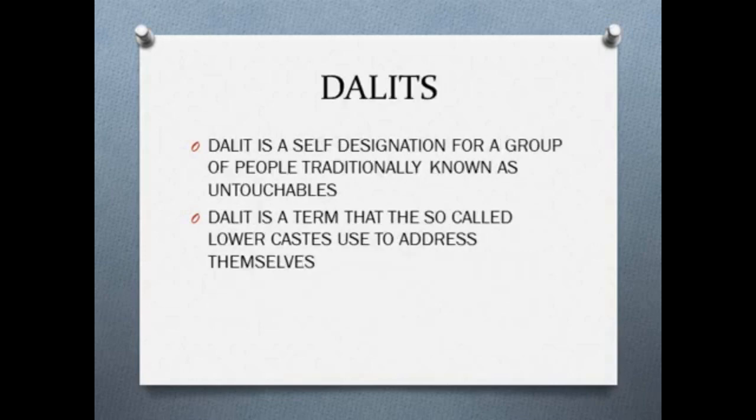Dalit. Dalit is a self-designation for a group of people traditionally known as untouchable. Dalit is a term that the lower caste used to address themselves. Mahatma Gandhi coined the word Harijan for describing the Dalit.